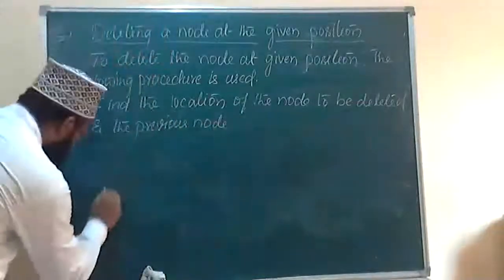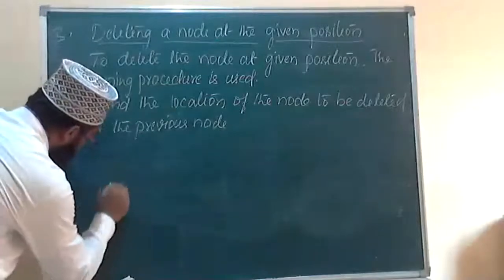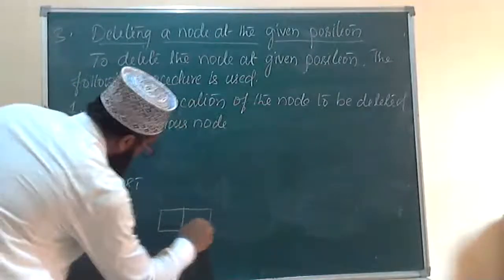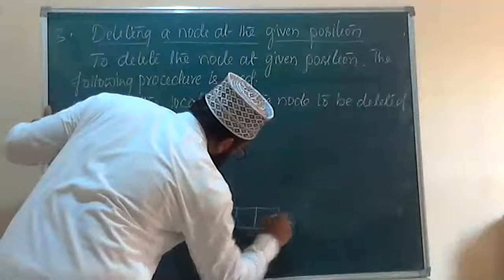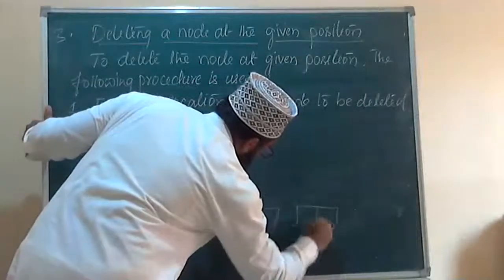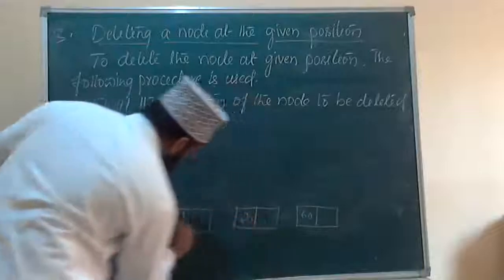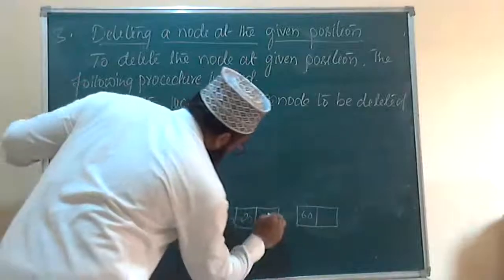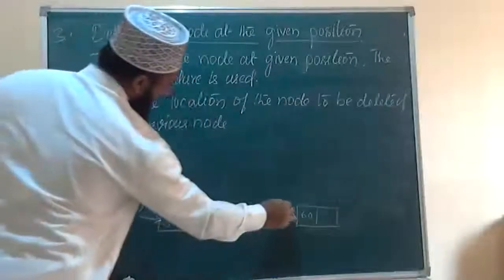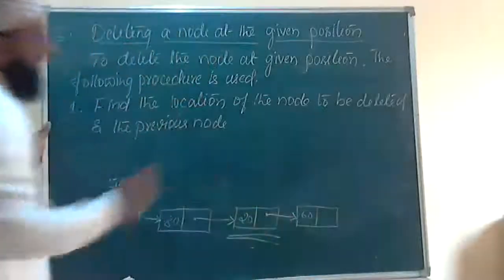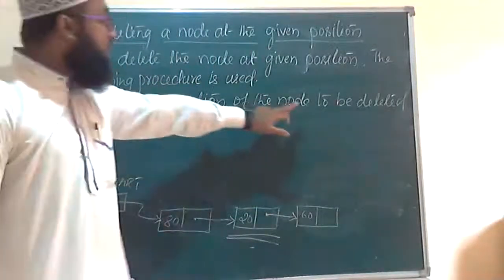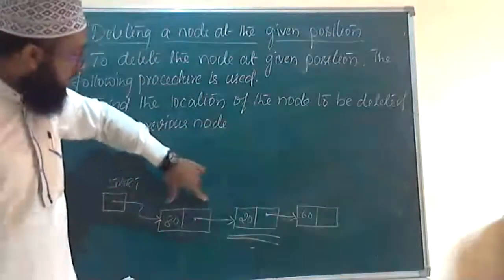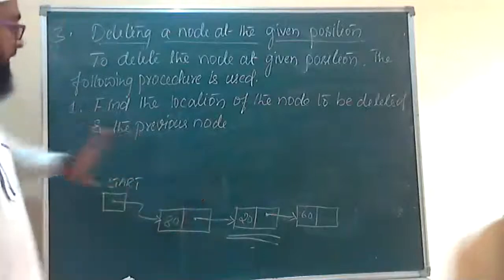Think we are having a linked list. This is start. Then 1, 2, then 3. Now I want to delete this node. So we have to find the location of the node to be deleted, and the previous node and the location of this node. Then what we have to do?